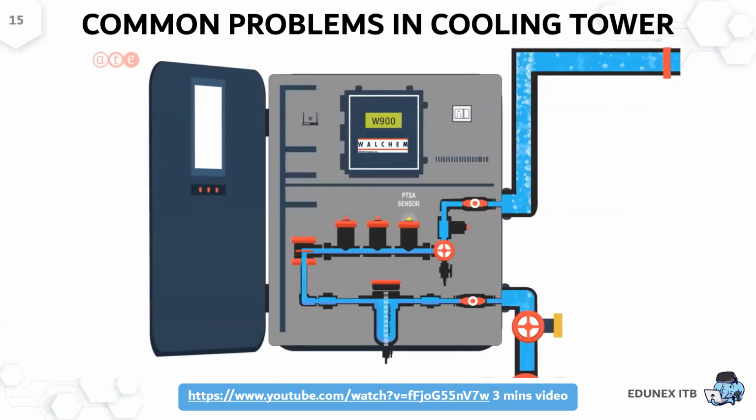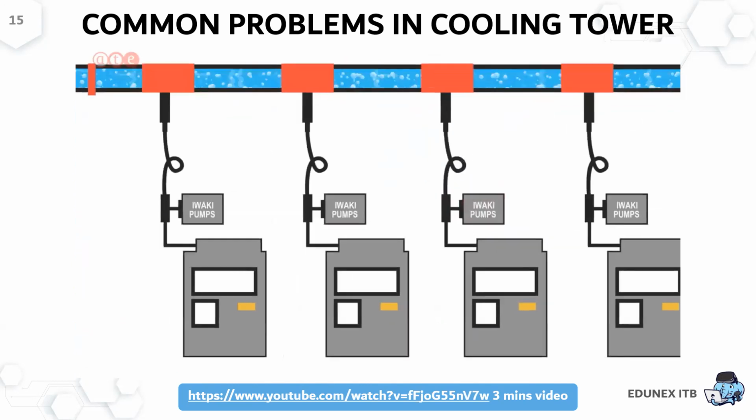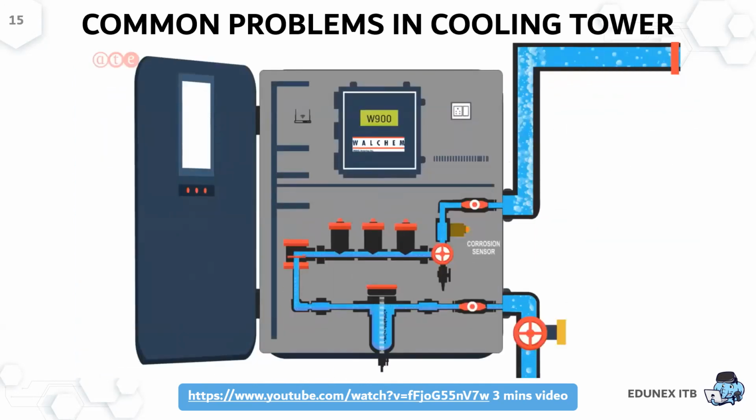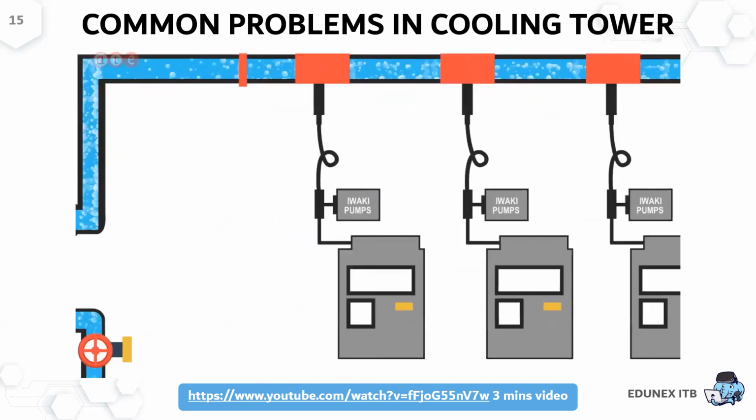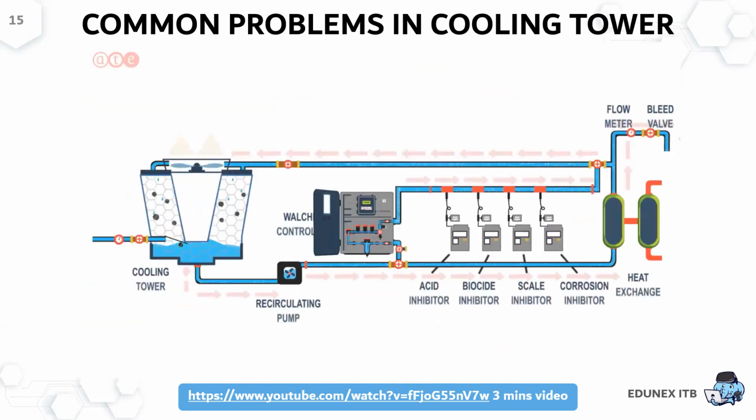The fluorometer sensor provides 4 to 20 milliampere signal output proportional to the concentration of the fluorophore being measured. The corrosion sensors measure the instantaneous corrosion rate and the pitting tendency in the conductive liquid by the electrochemical technique of linear polarization resistance, that is LPR.